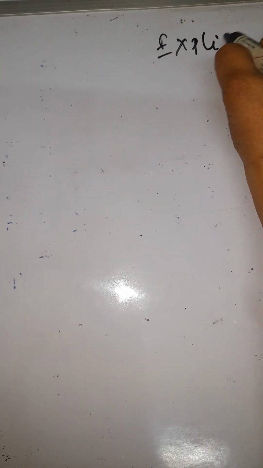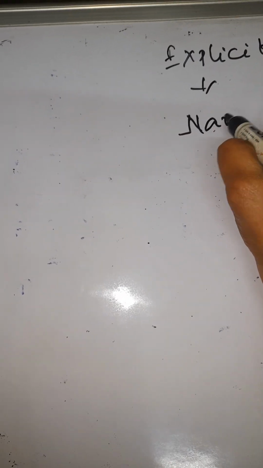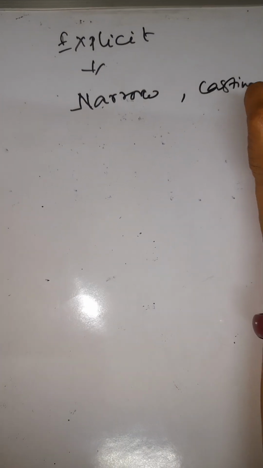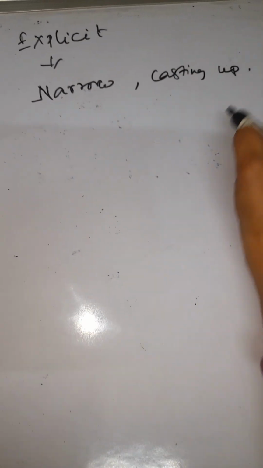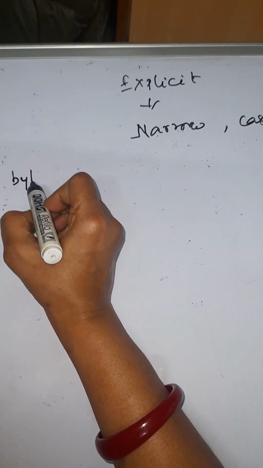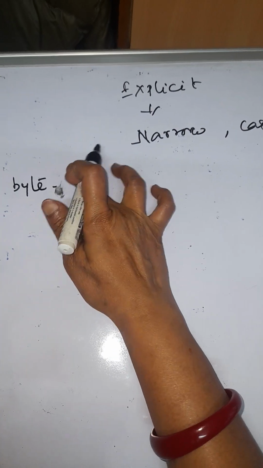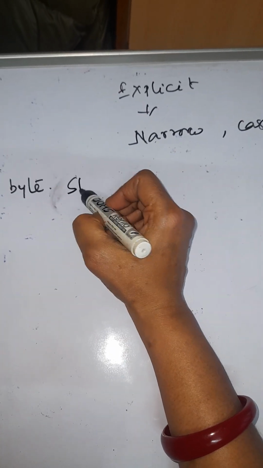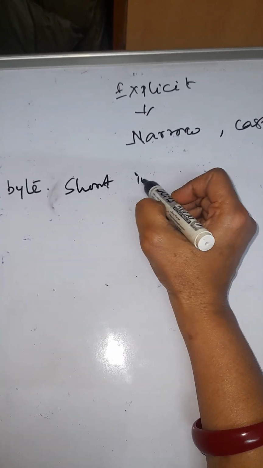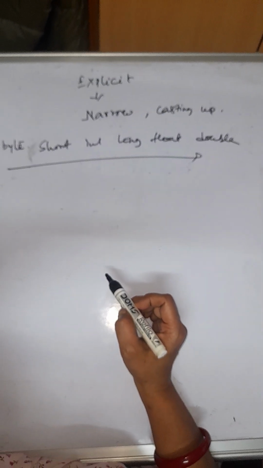So explicit typecasting, we already know this one is also known as narrow typecasting or casting down. It means converting from a higher size to a lower size. Previously we already learned that as per our primitive data types, first one is byte, then short, integer, long, float, double.